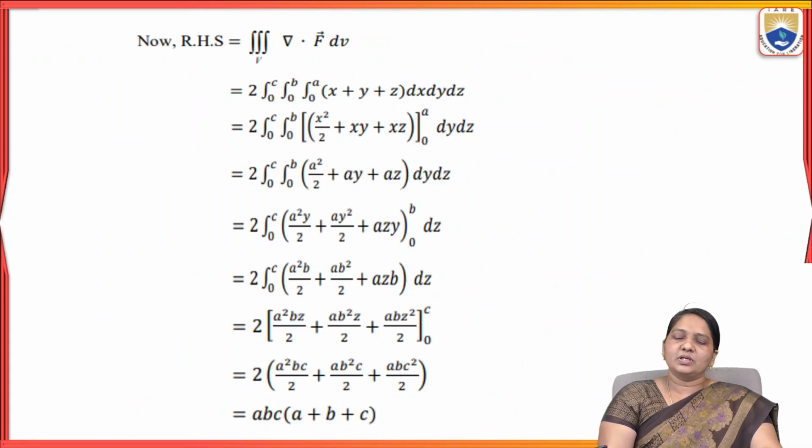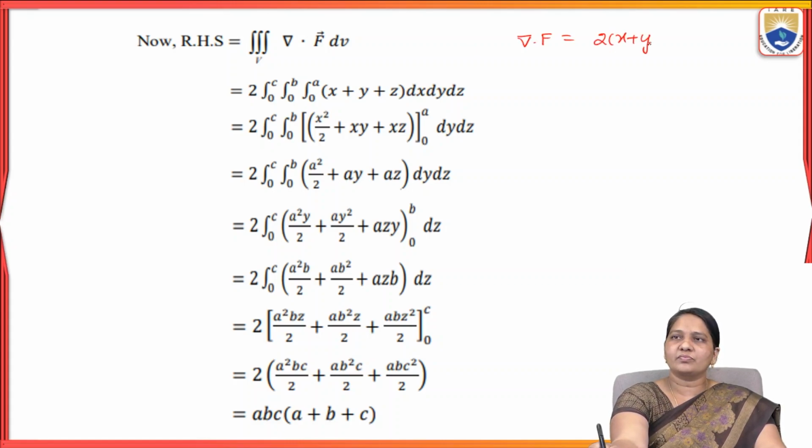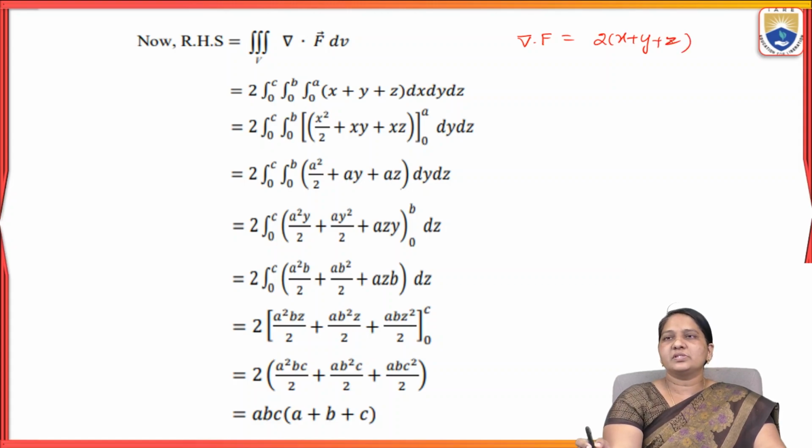Now we are substituting here for the RHS part. RHS is equal to the triple integral over V of del dot F dV. So what is the del dot F value we got here? 2 into (x plus y plus z). So this is the value.